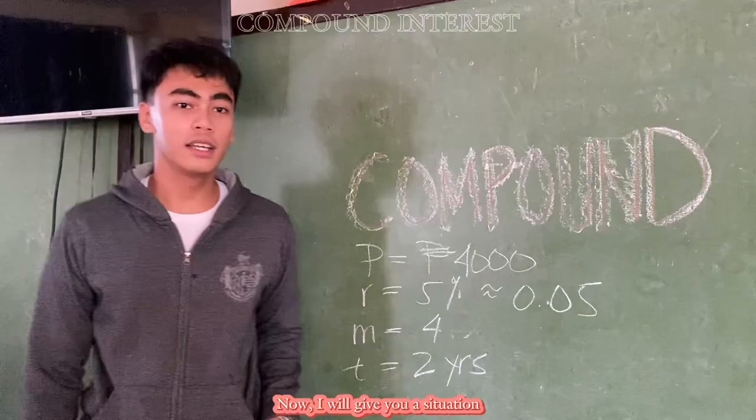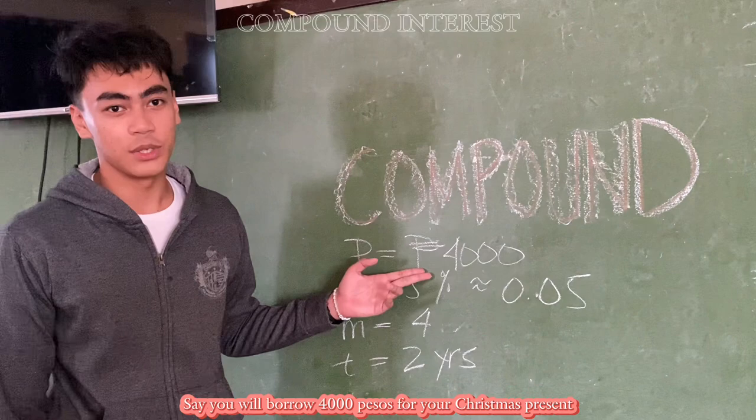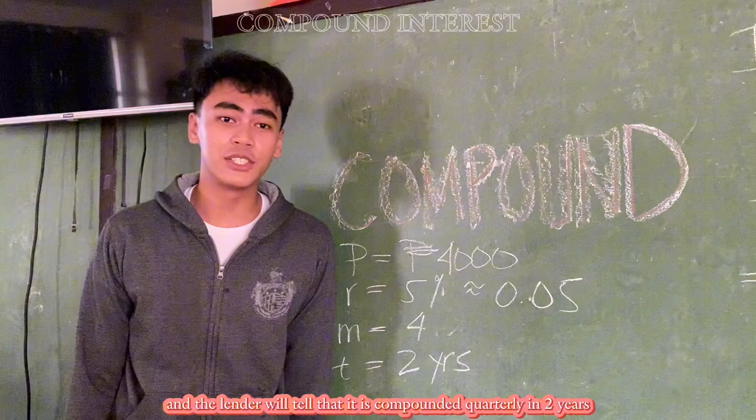Now, I'll give you a situation. Say you'll borrow 4,000 pesos for your Christmas present, and it is at a rate of 5%. And the lender tells you that it is compounded quarterly for 2 years. But wait, what do you mean by compounded quarterly?